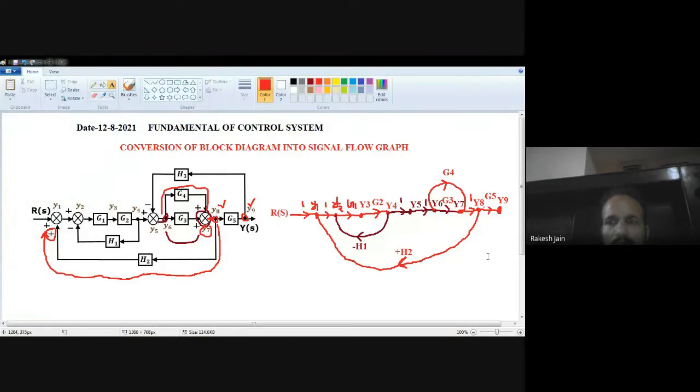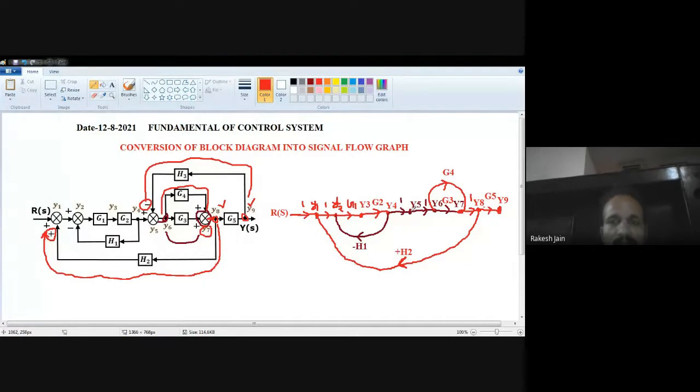Now the gain value is g5. Now see once again, from this y9 node towards the y5 node, there is a feedback of h3. From this y9 node, the h3 feedback is given, which goes into y5 with a negative sign. It means minus h3 is there.